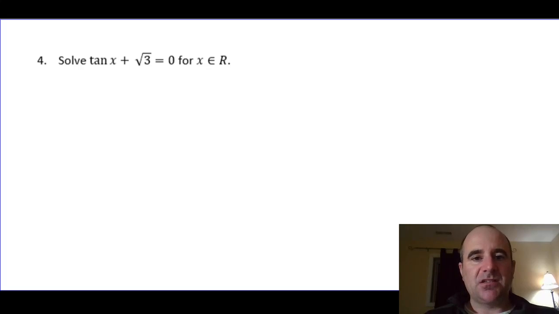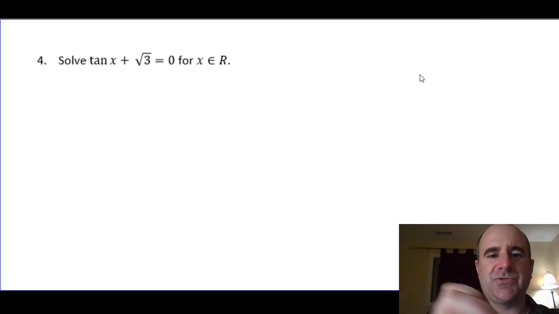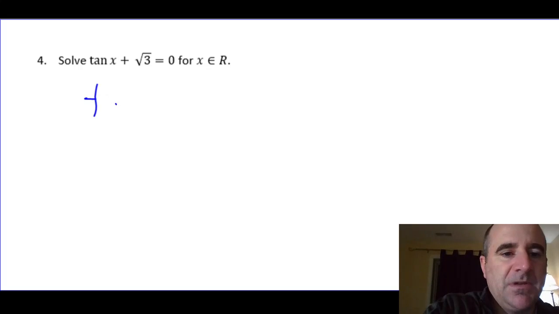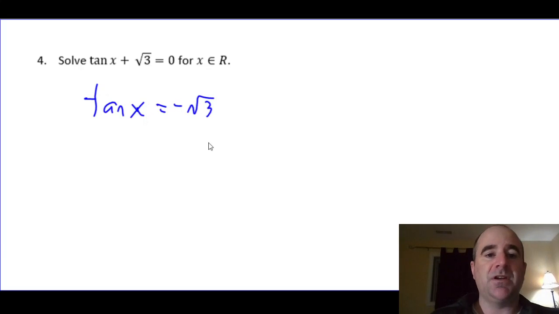Okay, here's our next example. Solve tan x plus √3 equals 0, again for all real values of x. Now there's a couple things that are new with this equation. One is the simple rearrangement I need to do, and it is quite simple. If tan x plus √3 equals 0, that means that tan of x is equal to the negative of √3, so that very simple rearrangement there.